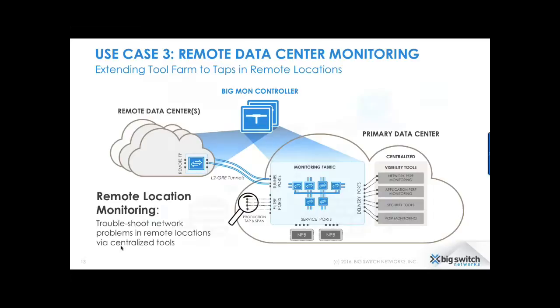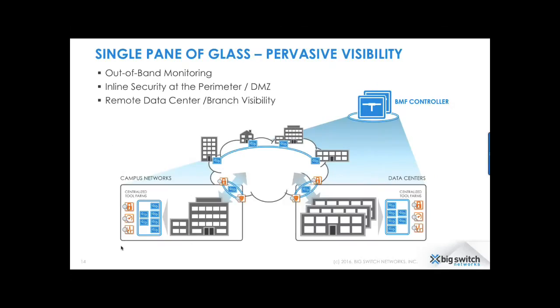So those are the kinds of, if you look at your security infrastructure holistically, what our customers and users are looking for is this ability to do pervasive security, pervasive visibility without the challenges that are associated with box-by-box management of an infrastructure. And when you're able to do out-of-band monitoring, when you're able to do your in-band or inline security at the DMZ level, as well as your remote small location monitoring from a single pane of glass, that's the kind of functionality that our users have been looking for, and that's the kind of functionality that Big Monitoring Fabric brings.